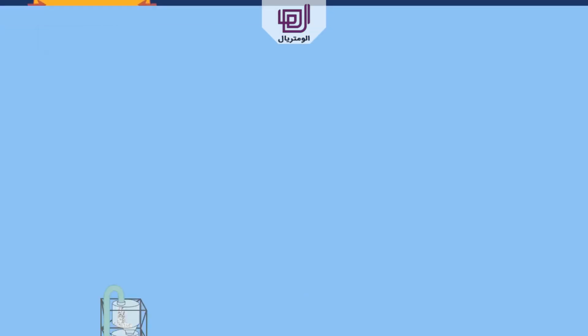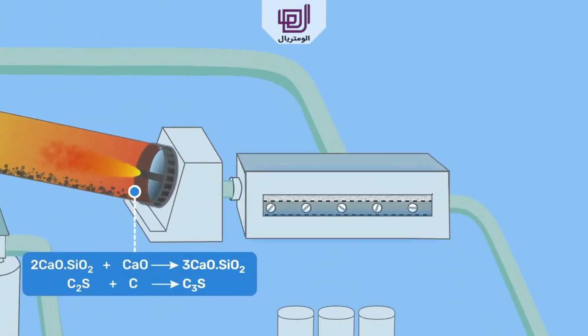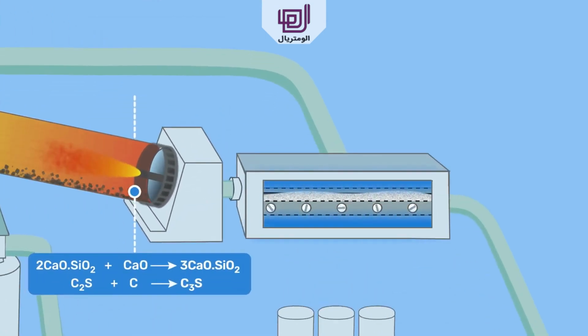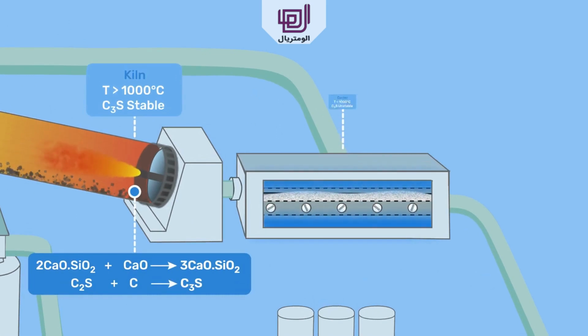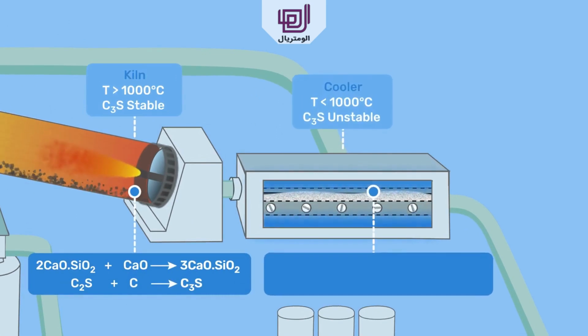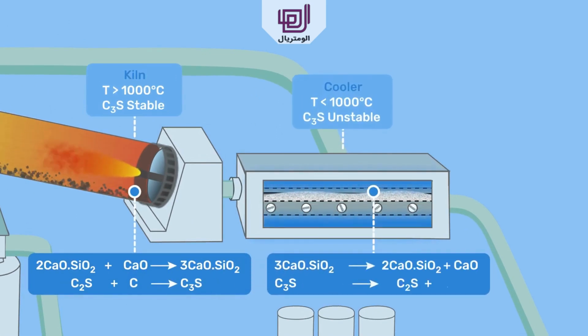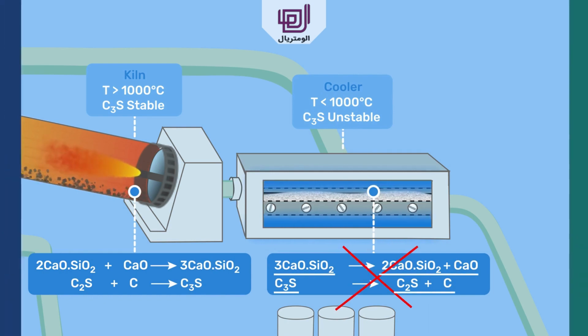At the kiln exit, clinker contains a lot of C3S, which is thermodynamically stable in the kiln but unstable at ambient temperature. This is why it has to be rapidly cooled or quenched to avoid this tricalcium silicate from decomposing back to dicalcium silicate and calcium oxide.